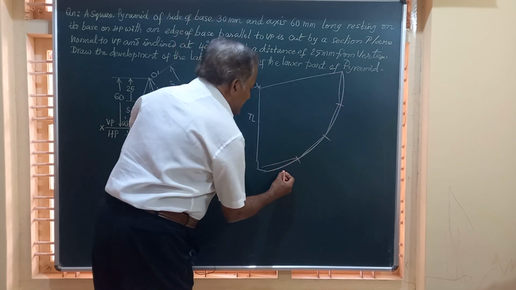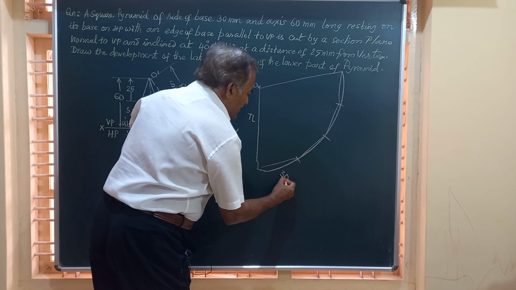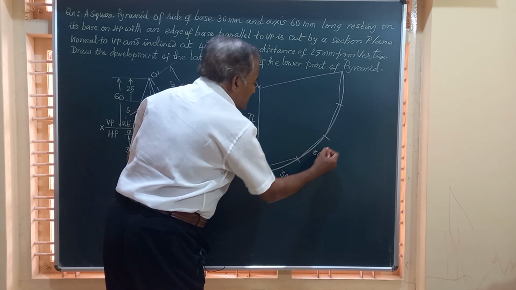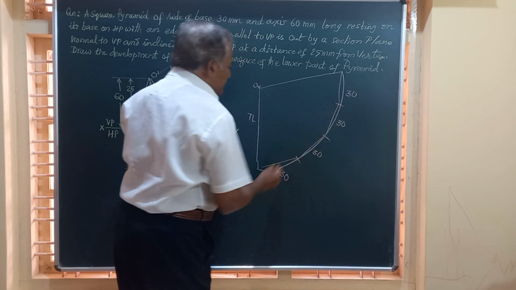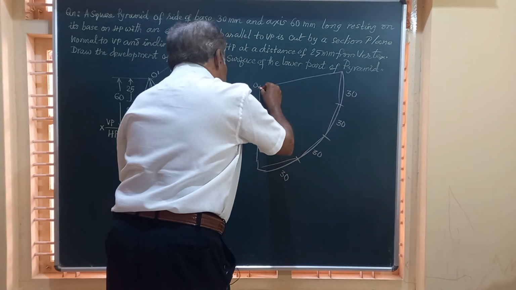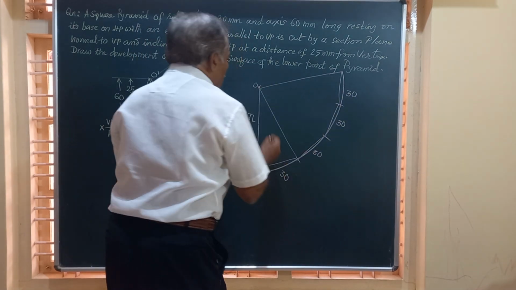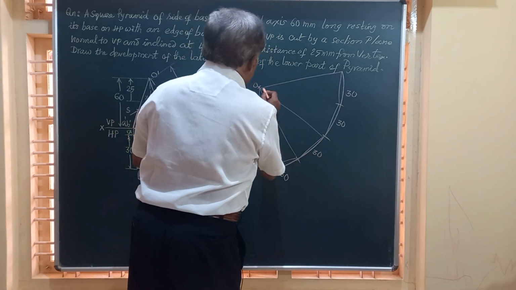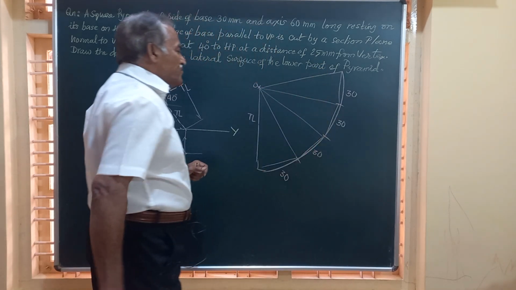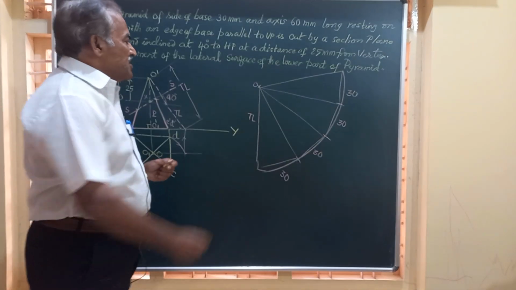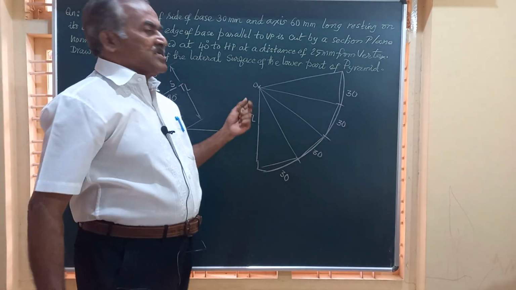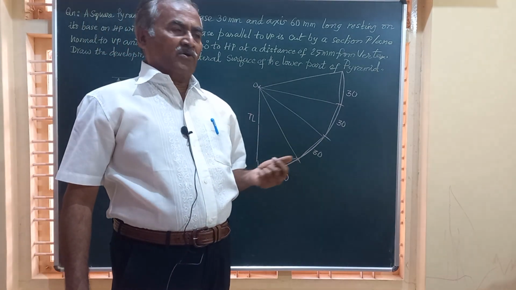I have made 4 lines here, 4 base edges, because the square pyramid has got 4 base edges. And let me also join all this by thin line to start with. This is 1, second, third, and then this is 4. Friends, now next comes the marking of the slant edge in the development.